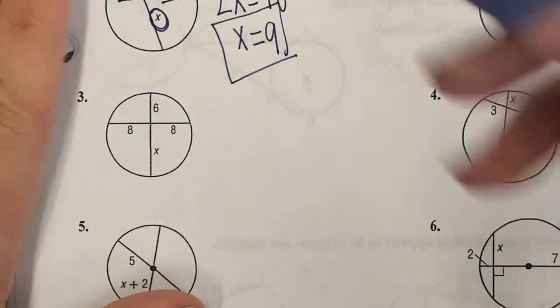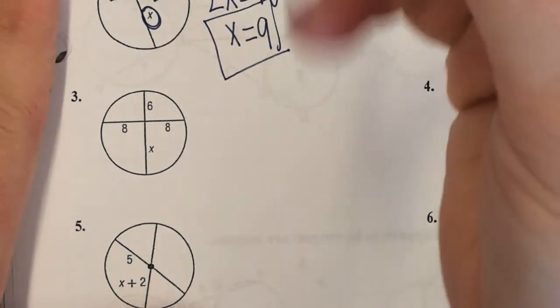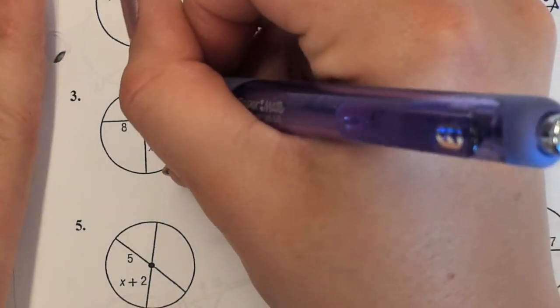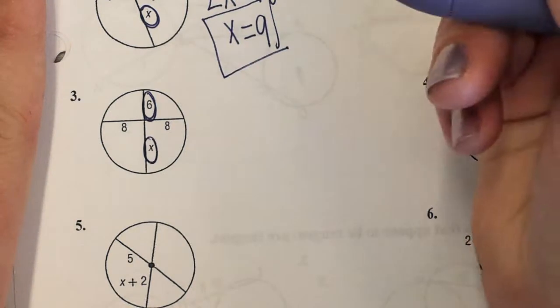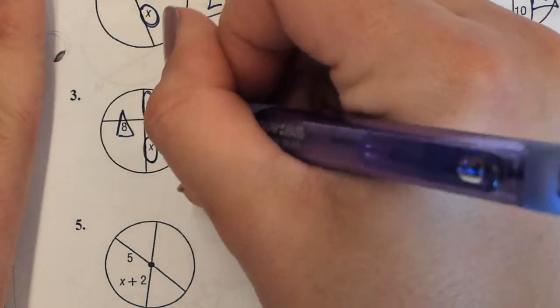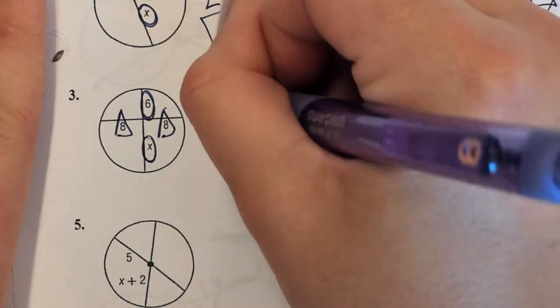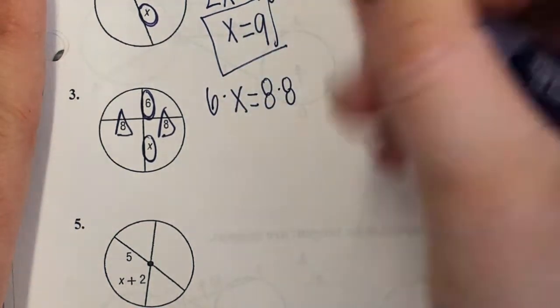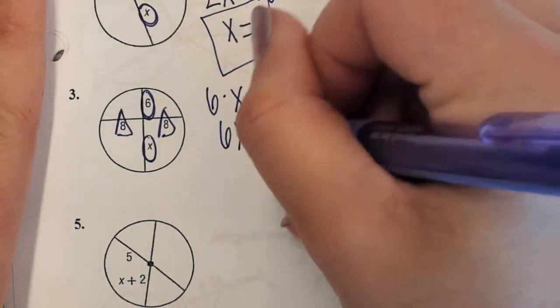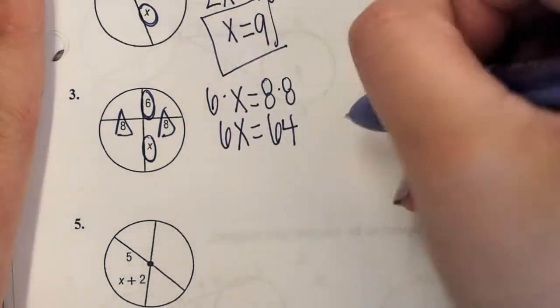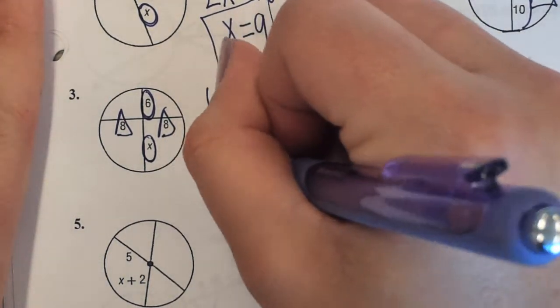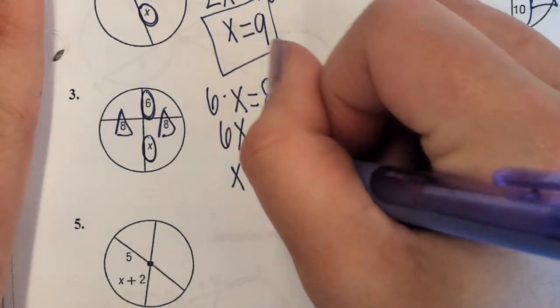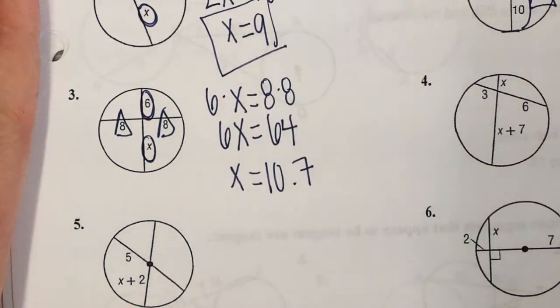Number 3, they don't give us the radius. They give us each individual section. So we have to multiply 6 times x and 8 times 8. So 6 times x is equal to 8 times 8. That becomes 6x equals 64. Divide both sides by 6. You get x is equal to 10.7.